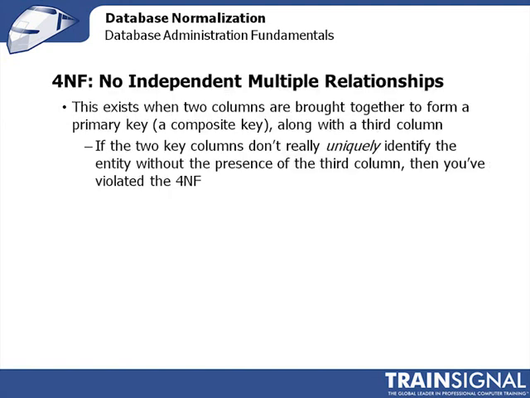So getting back to normalization, we're on to fourth normal form, which states that there can be no independent multiple relationships. This exists when two columns are brought together to form a primary key, so a composite key like we were just talking about, along with a third column. If the two key columns don't really uniquely identify the entity without the presence of the third column, then you've violated the fourth normal form.